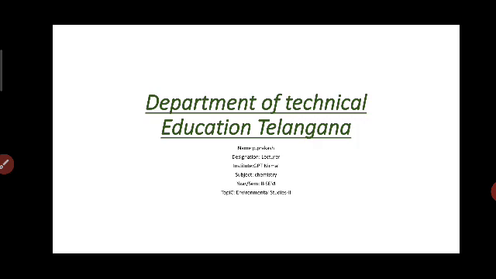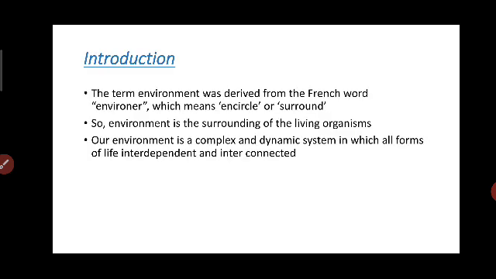So, what is the term environment? It was derived from the French word environner, which means encircle or surround. So, environment is the surrounding of the living organisms. Environment, what do you mean? Environment is nothing but the surroundings of the living organisms.